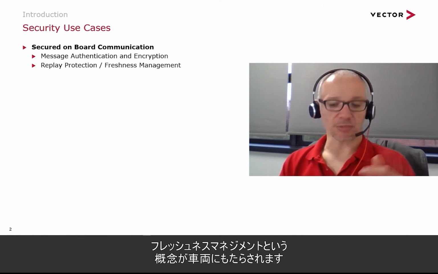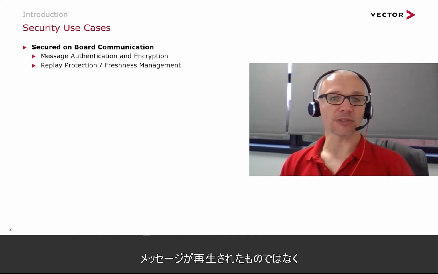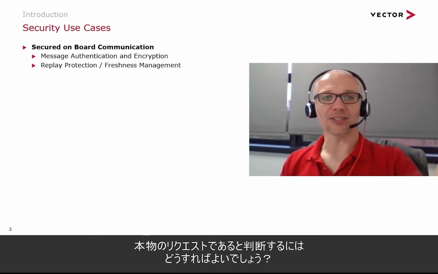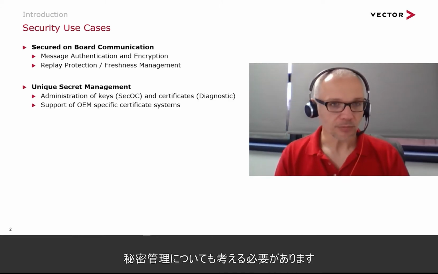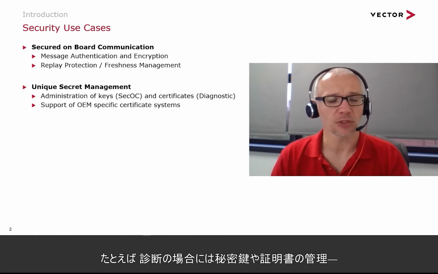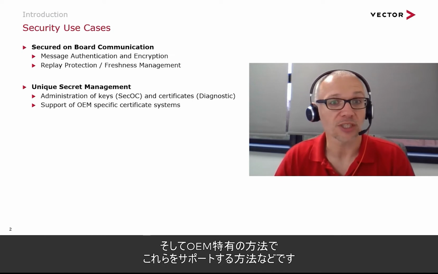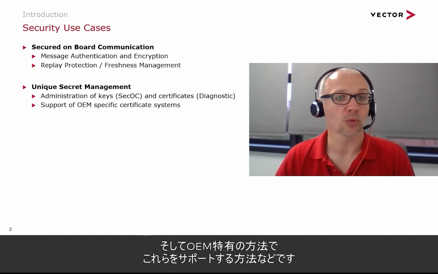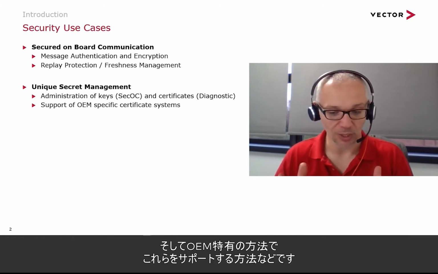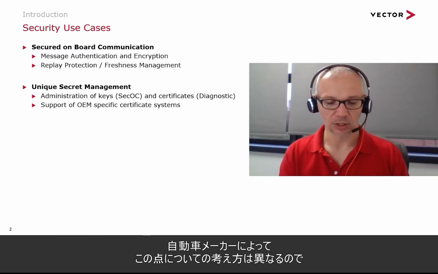And this brings a concept of freshness management into our vehicle. So how do we determine a message is sufficiently fresh for us to say, this is not being replayed, this is a real request? Additionally, we need to think about secret management. So with security, we start to think about topics like looking after secret keys or certificates in the case of diagnostics, and how we support these in OEM specific ways. Different vehicle manufacturers have different thoughts on this, so we need to support those.